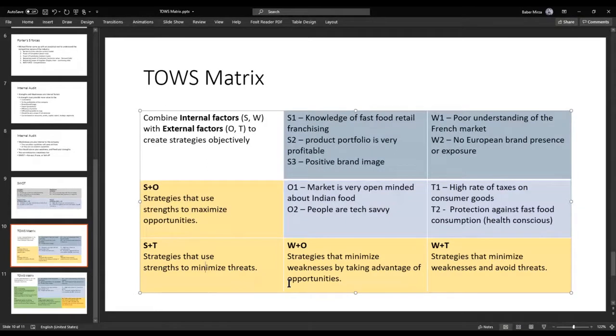These boxes represent the combination of internal factors with the external ones. Strength, being internal, combined with opportunities. Strength combined with threats, external. Same with weaknesses plus opportunities and weaknesses plus threats.